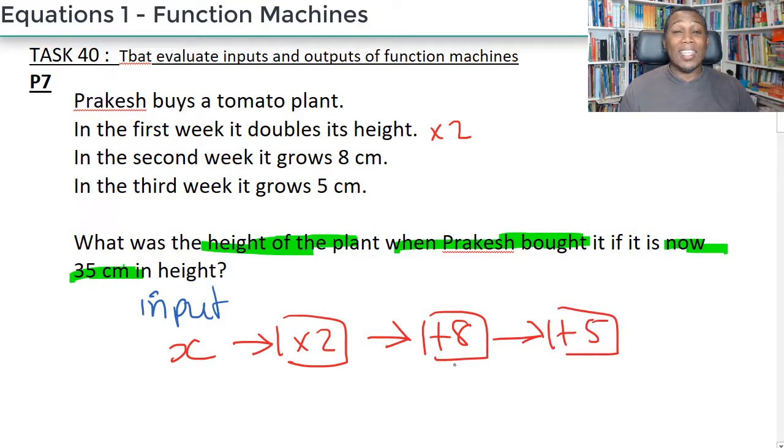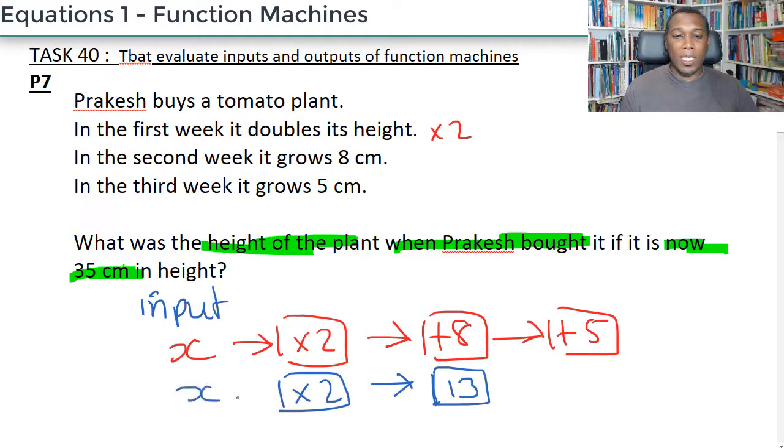And that's what I'm saying, that you can actually make this a two-step machine because if you're adding 5 and then you're adding 8, hang on, all you're doing is adding 13. So it could be times 2 add 13. That's a simpler version of the function machine. And then all of that gives an output of 35. At the end of this process, I have a height of 35. So that's what you should be looking like.